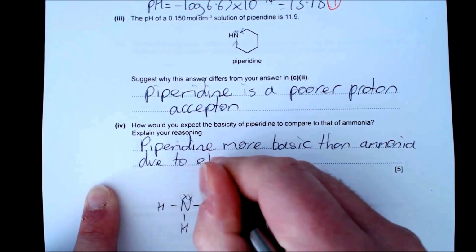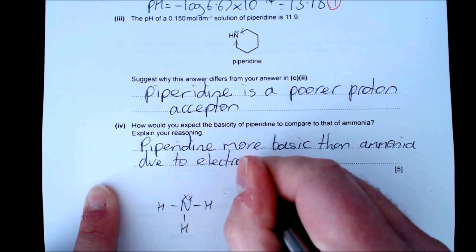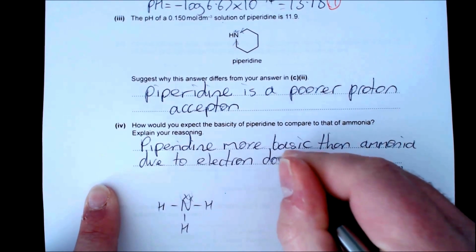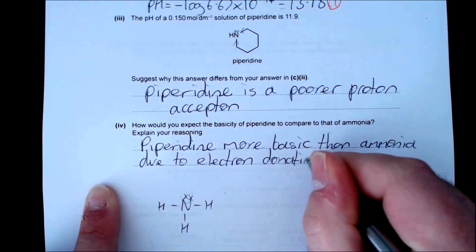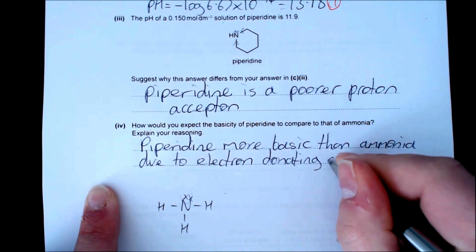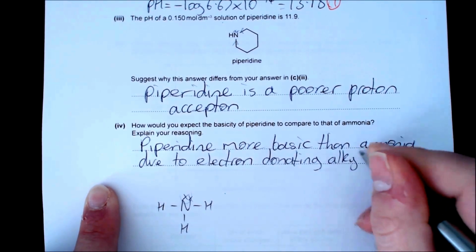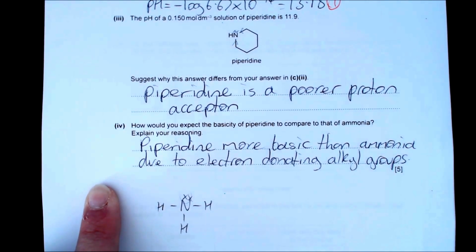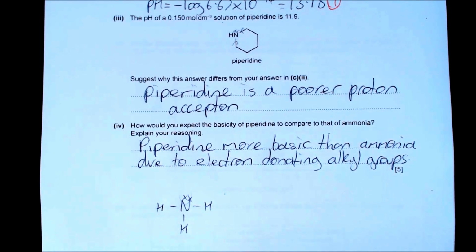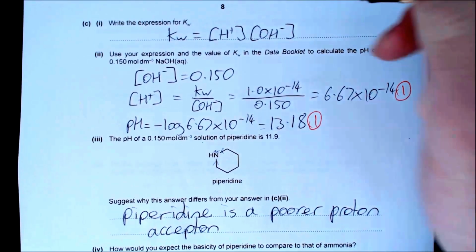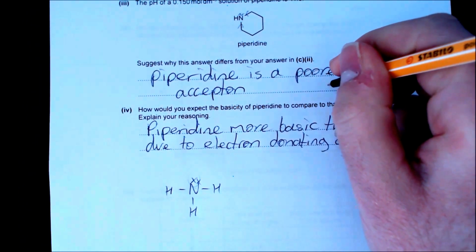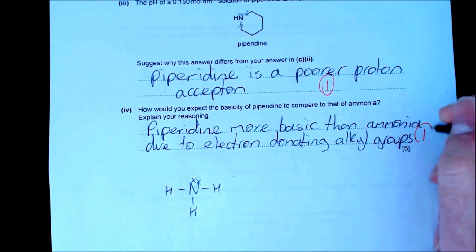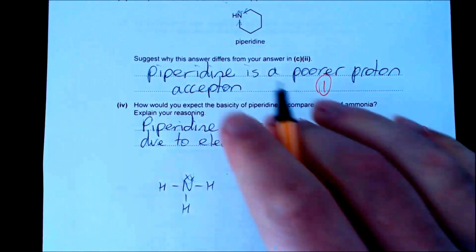Due to electron donating alkyl groups. Right, so in terms of marks, if I just come back up to here for this Kw, we get a mark for working out our Kw expression. We get a mark for this one, and we get a mark for that one as well. So in total, we get 5 marks for the whole thing.